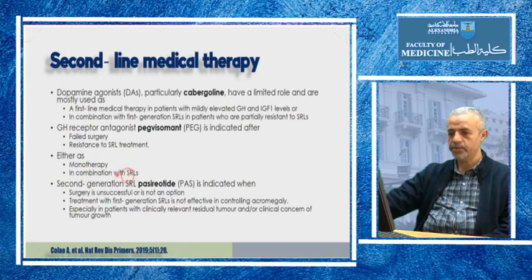The second generation somatostatin analog, pasireotide, is a very expensive injectable medication, not available in Egypt. However, it is indicated if surgery is unsuccessful or treatment with first generation somatostatin analogs is not effective.